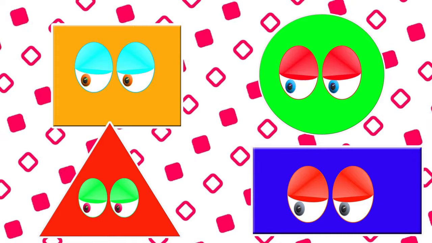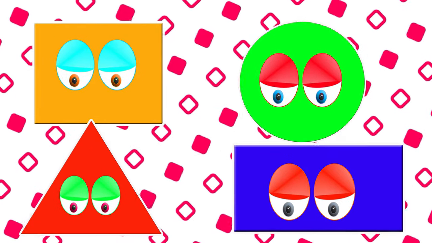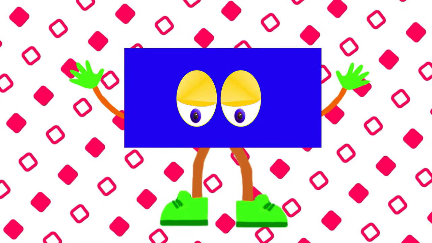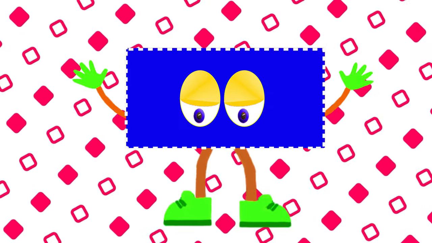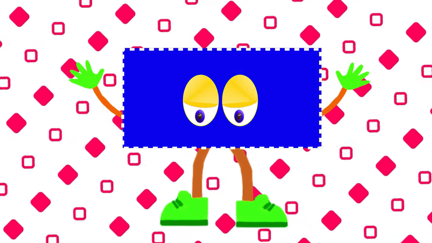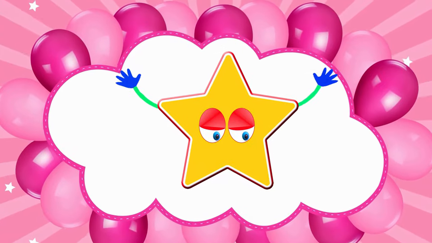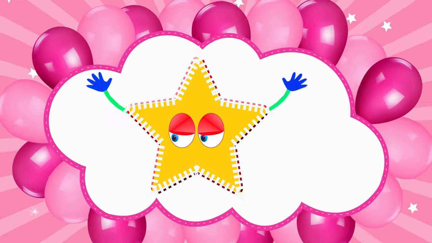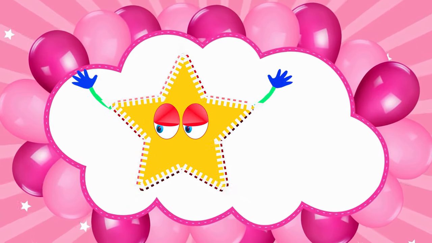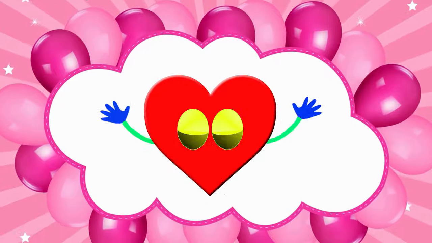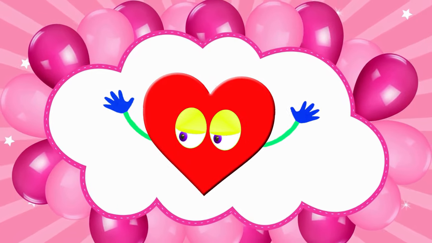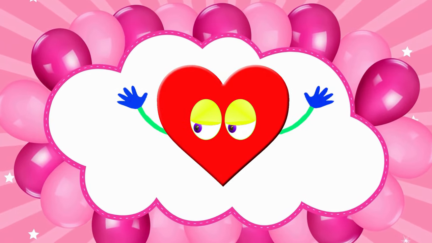We are shapes, you can see us everywhere. I'm a rectangle, like a really long square. I have four sides, I'm a rectangle. I'm a star, in the sky, so, so far. I have five pointy arms, I'm a star. I'm a heart, I'm so curvy and so smart. I'm a really lovely shape, I'm a heart.